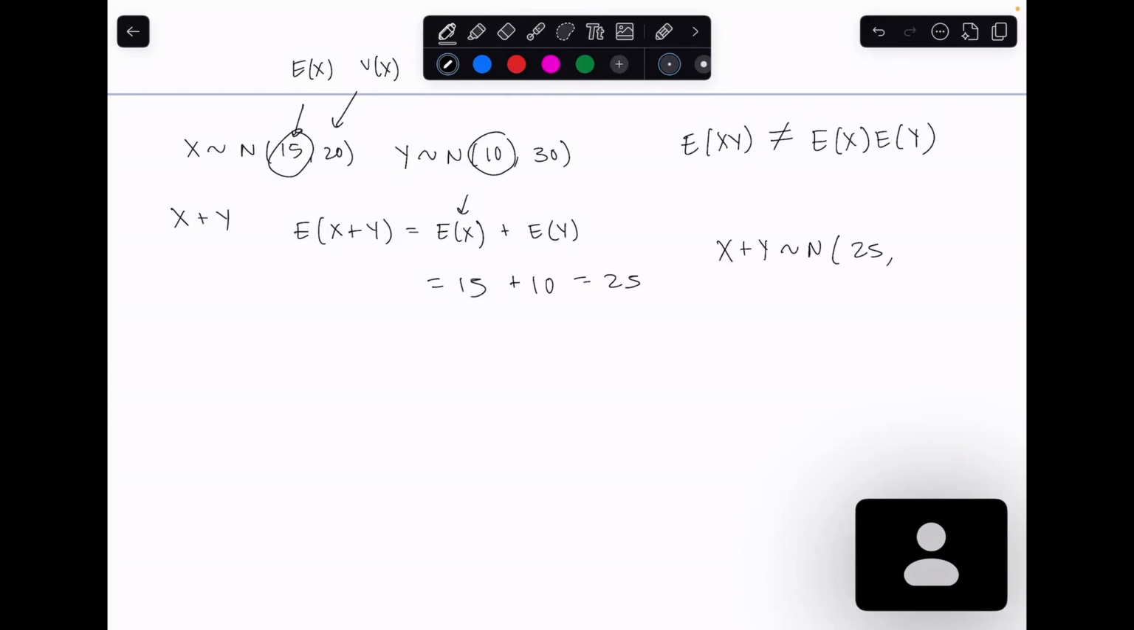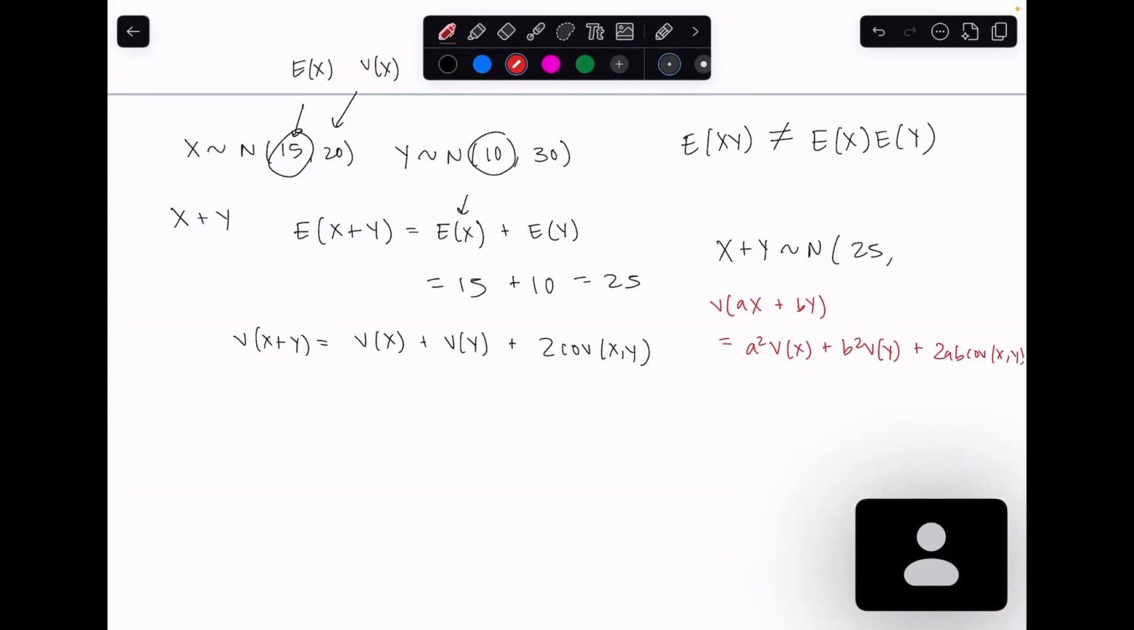Now let's do the variance. So the variance of X plus Y is equal to the variance of X plus the variance of Y plus 2 covariance of XY. Another important thing to remember is if I have the variance of aX plus bY, for example, that's equal to a squared times the variance of X, right? When I take a constant out of my variance, I square it, unlike my expected value, plus b squared times the variance of Y, plus 2ab times the covariance of X and Y.